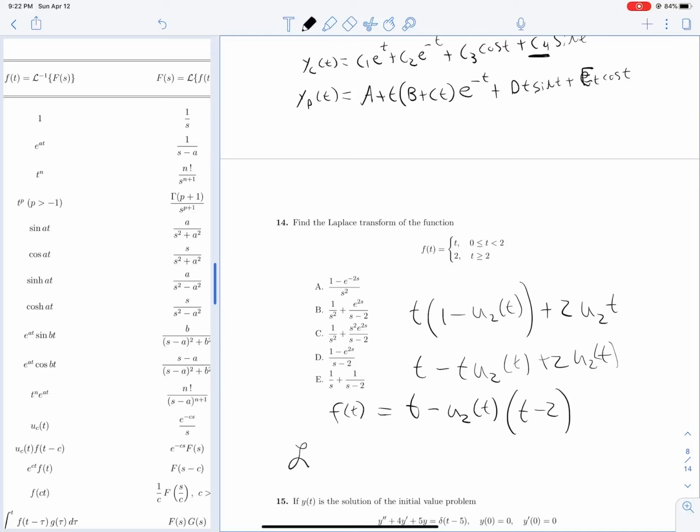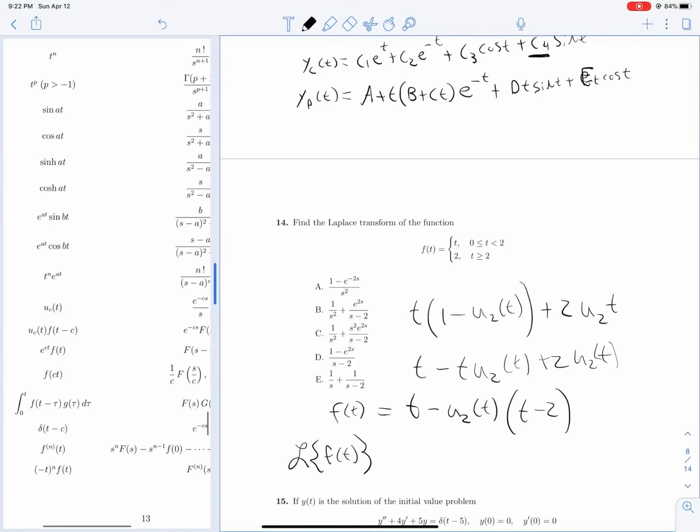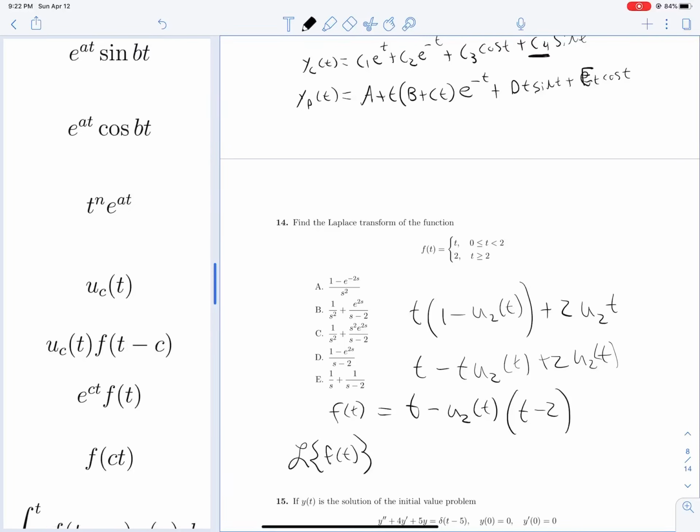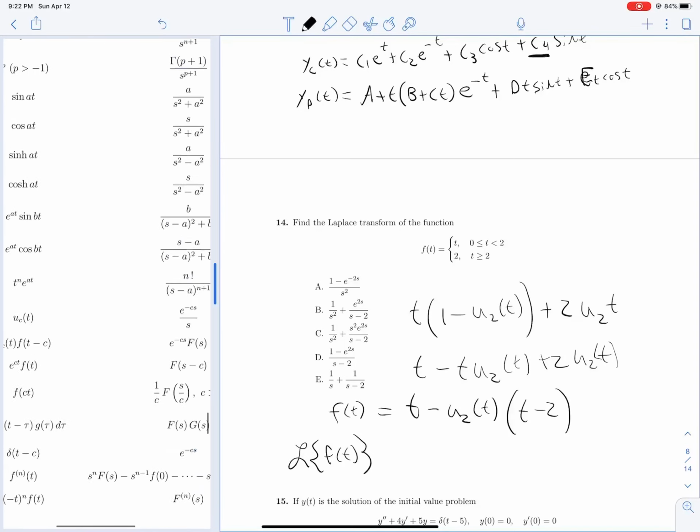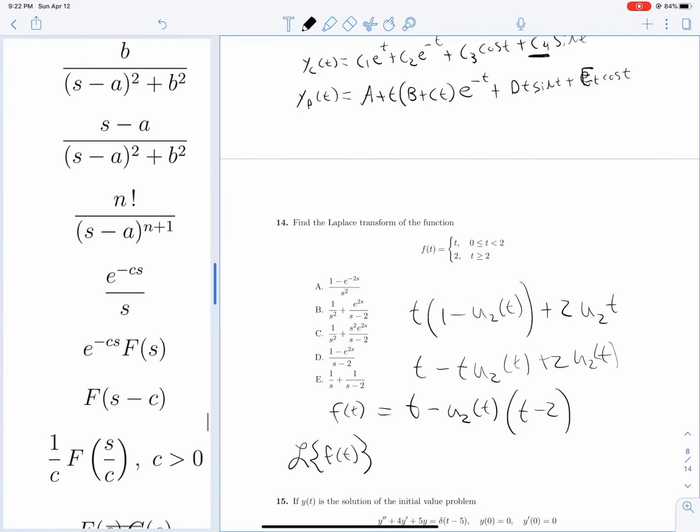Now if we want the Laplace transform of f of t, things are actually looking pretty good, because right down here we see that the Laplace transform of uc of t times some function of t where all the t's have been replaced with t minus c is just e to the negative cs multiplied by the Laplace transform of the original function of t before we replaced all of the t's with t minus c.